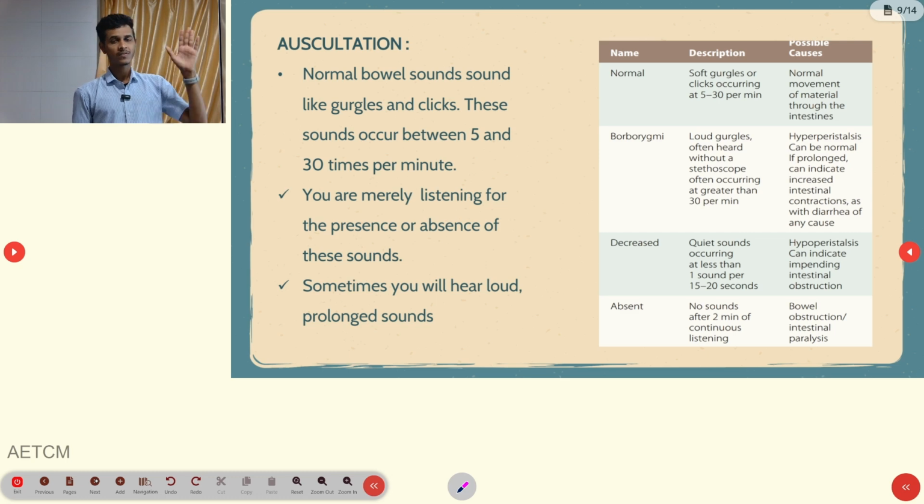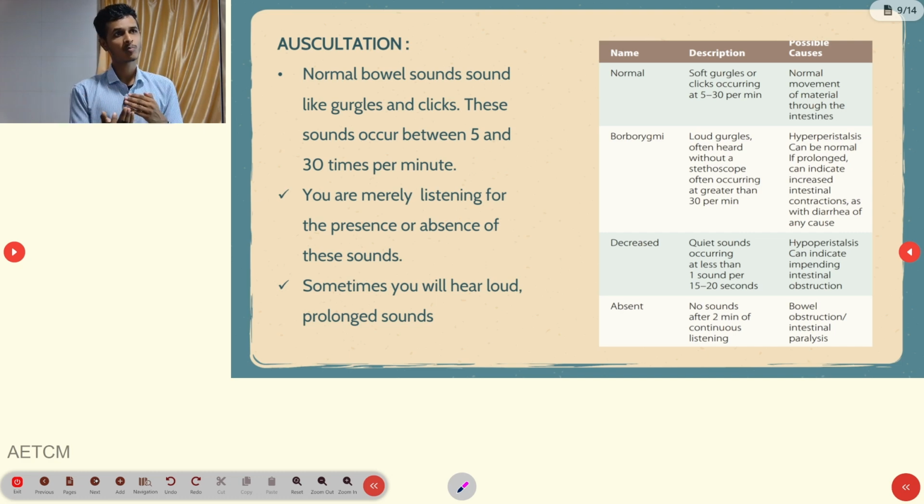So the first part is inspection. The second part here is auscultation. Here we are going to auscultate bowel sounds. The normal bowel sounds occur about 5 to 30 times per minute. The nature of the sound will be a soft gargling sound and clicks, 5 to 30 per minute.